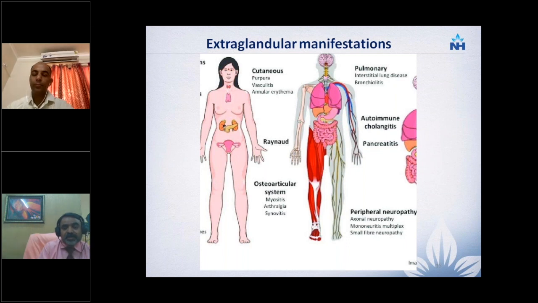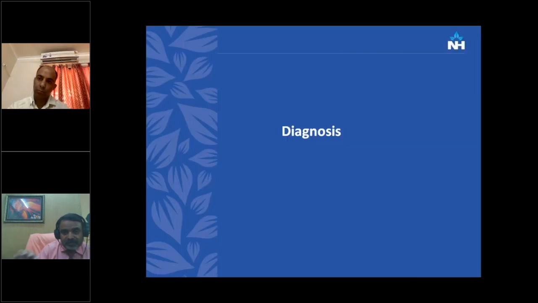Patient may have secondary Sjogren's syndrome. Pancreatitis, in this patient we should rule out IgG4 disease because this patient may have IgG4 disease. Patient may have autoimmune pancreatitis. In those patients, pancreas will be bulky in IgG4 disease, and it is non-bulky in primary Sjogren's syndrome. Patient may present with peripheral neuropathy like axonal neuropathy, mononeuritis multiplex, or small fiber neuropathy.